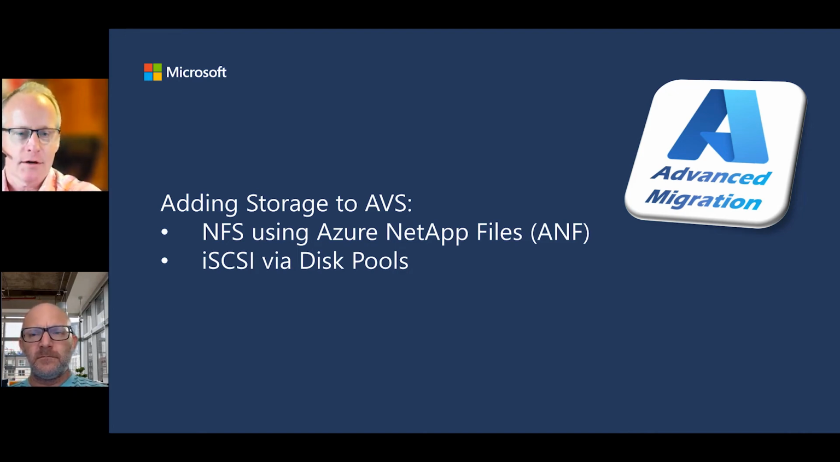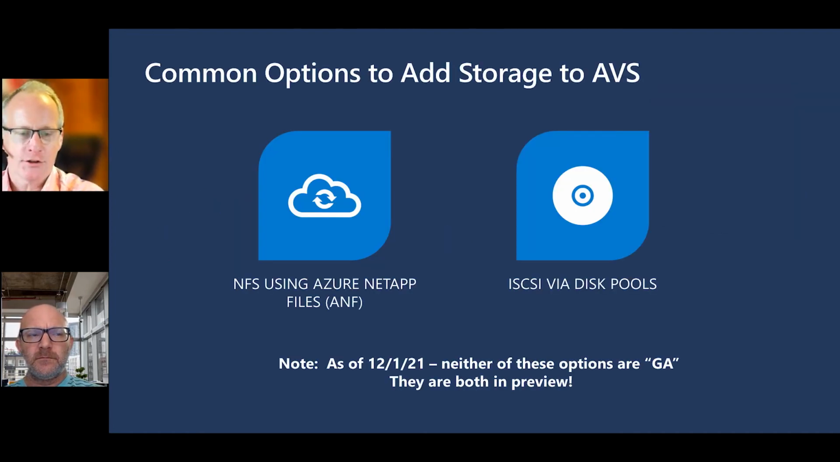And there are two options that are in preview. One, using Azure NetApp Files, which is native Flash NetApp filers in Azure, to connect to NFS volumes that you create there, or using something called disk pools, which provides iSCSI access to your AVS clusters. Both of these are in preview right now. We'll chat a little bit about it.